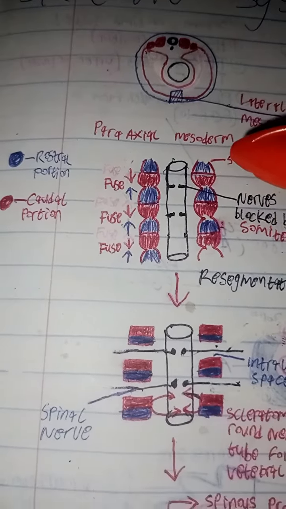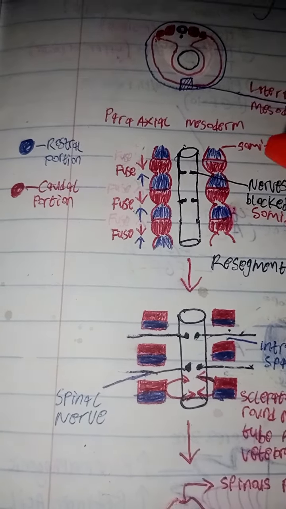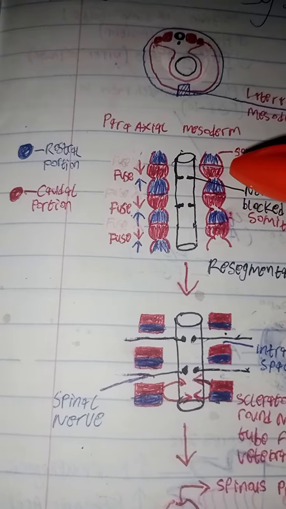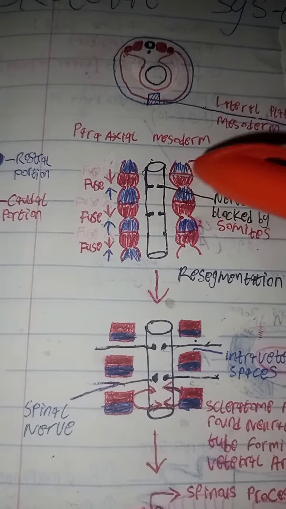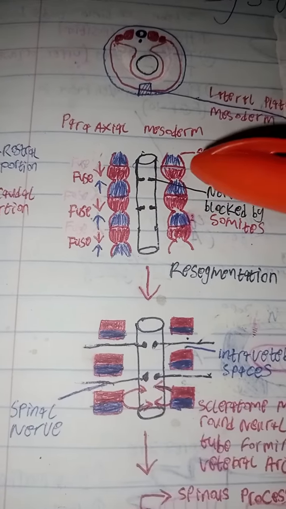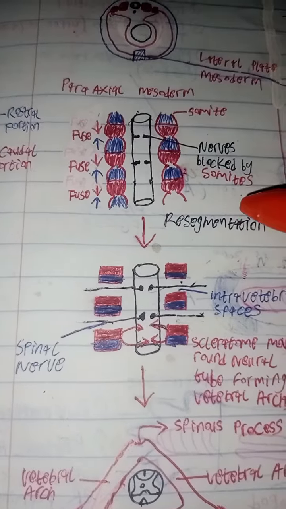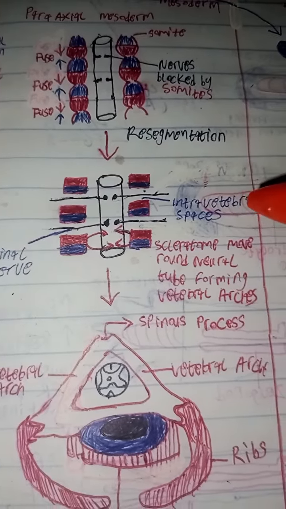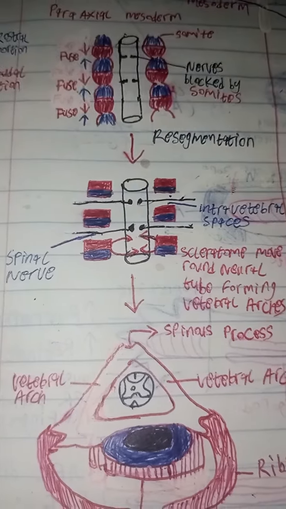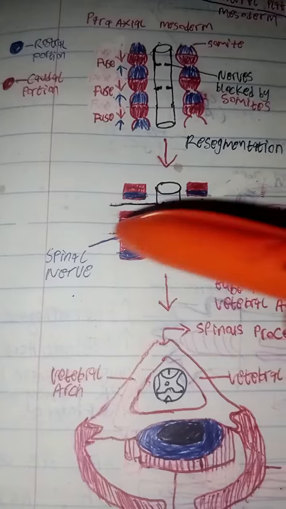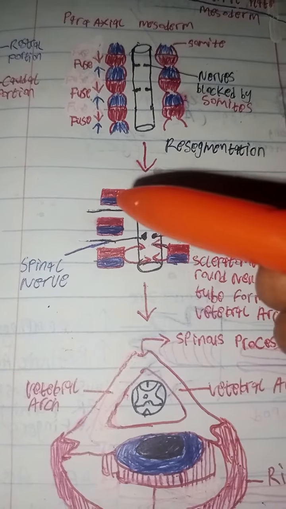Now, in somites, we have a rostral portion and a caudal portion. Rostral is blue, caudal is red. Now, the rostral and the caudal will fuse to allow the nerves in the neural tube to pass through. Now, after the fusion, which is the resegmentation process, we now have the intervertebral spaces to allow the nerve to pass through. And you can see spinal nerve passing through, and now we have fused somites.